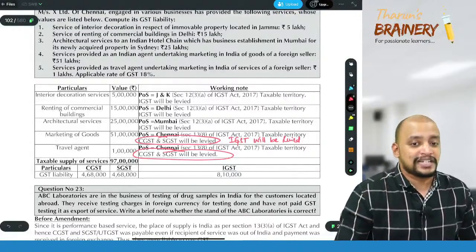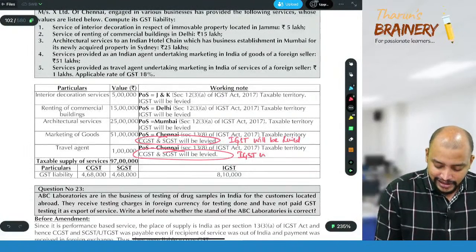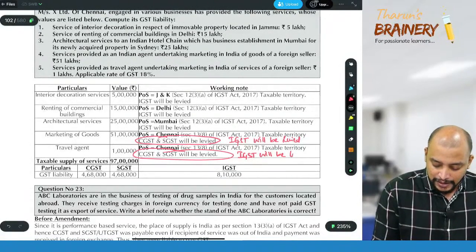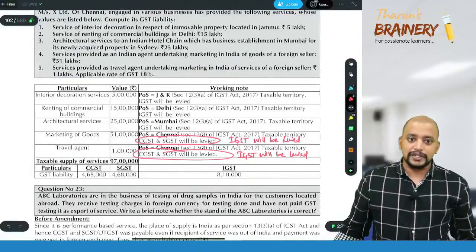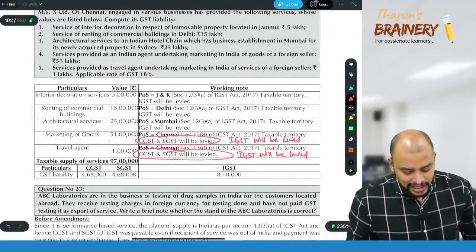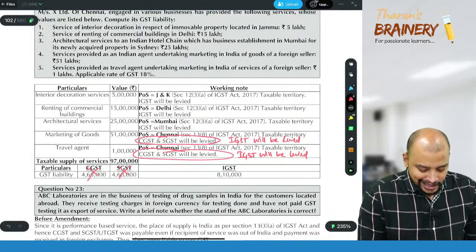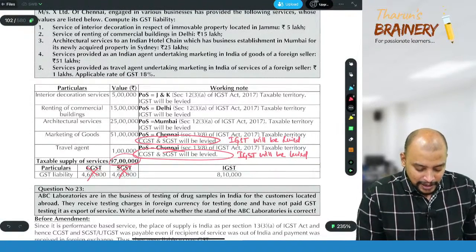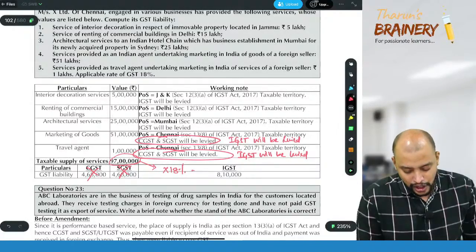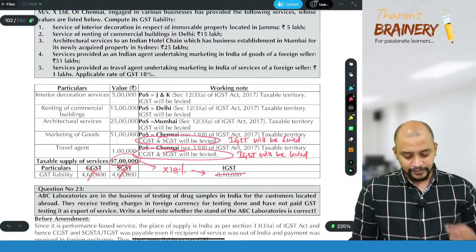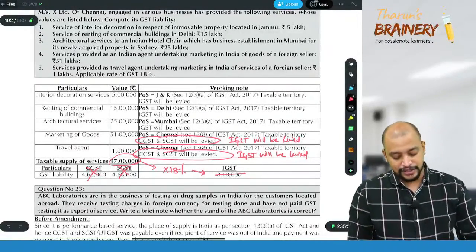Because the place of supply is determined under the IGST Act, therefore IGST will be levied. Fully it will be IGST only. Got it? Fully it will be IGST only. CGST, SGST will not come. So we need to take 97 lakhs multiplied by the GST rate of 18%, so that will come to how much IGST? 97 lakhs into 18%.